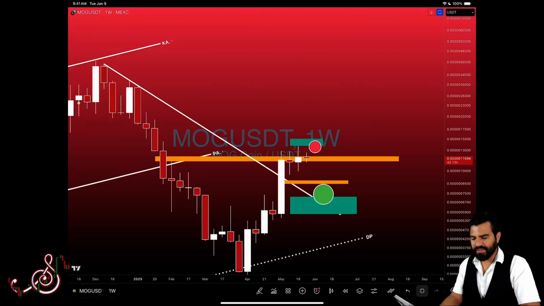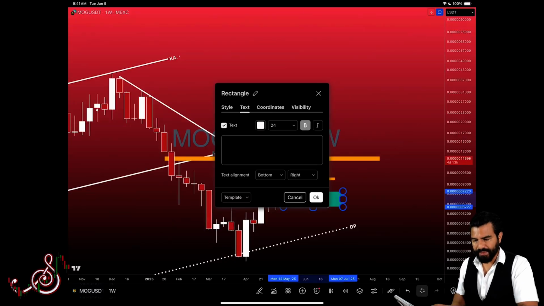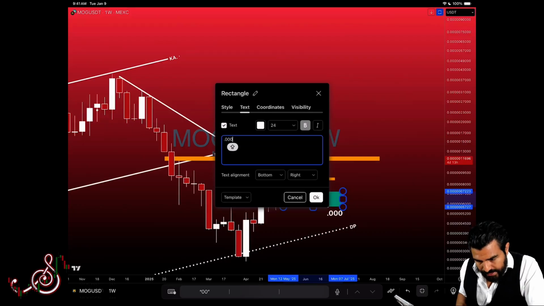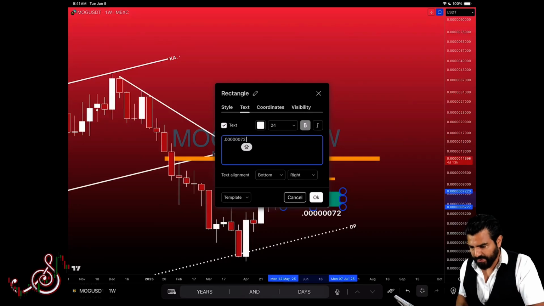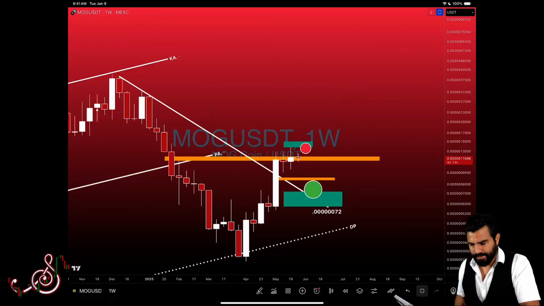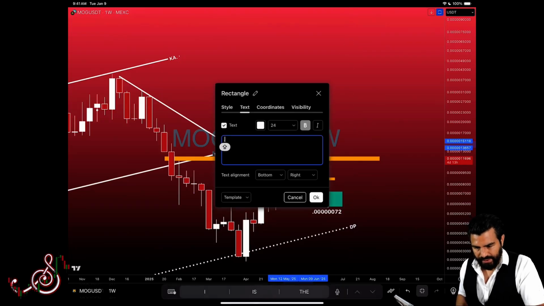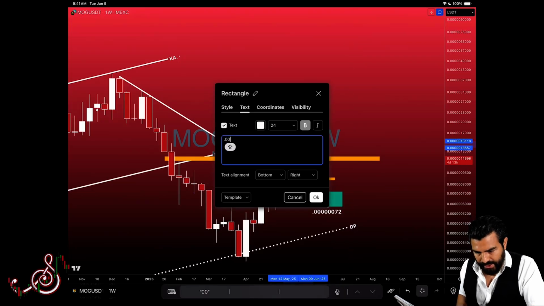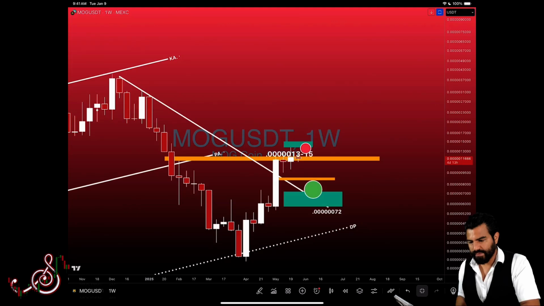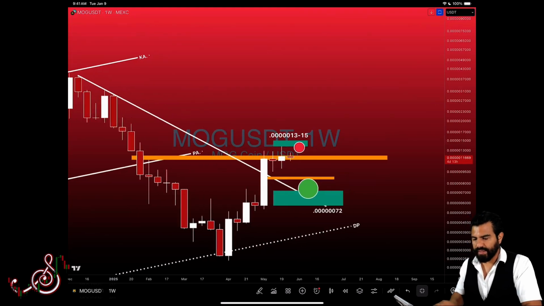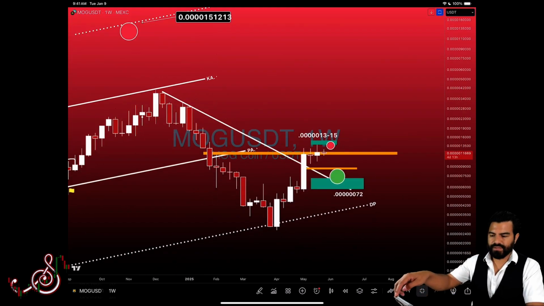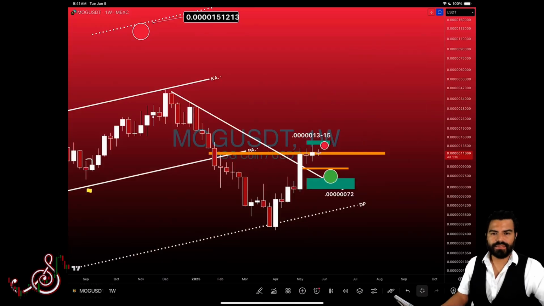Any other questions, comments, or thoughts regarding this crypto? I'll be looking on the conservative side. 0.000072 is where our bounce should be, which is going to be the conservative side up there. And I'll put this target here so you guys can quickly recreate my work: 0.00013 to 15. Alright, any other questions? Moog, going once, going twice. My thoughts on Moog.